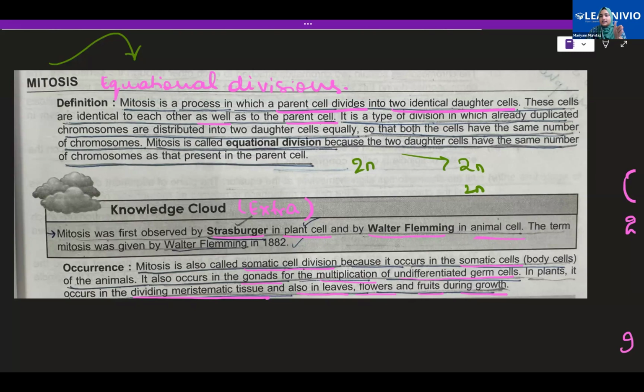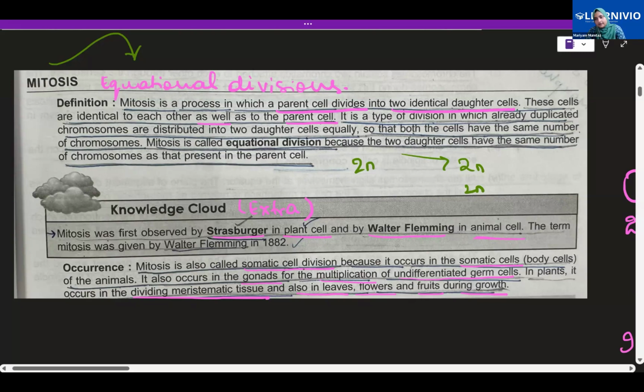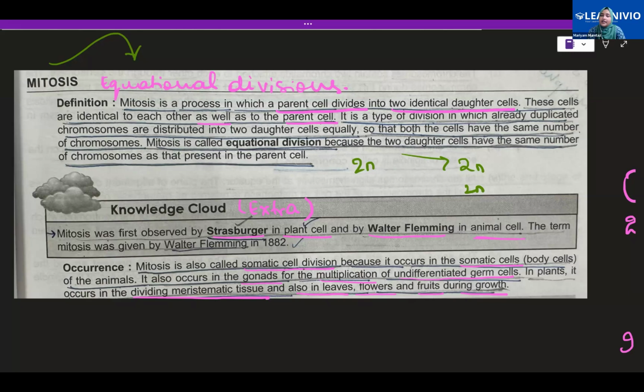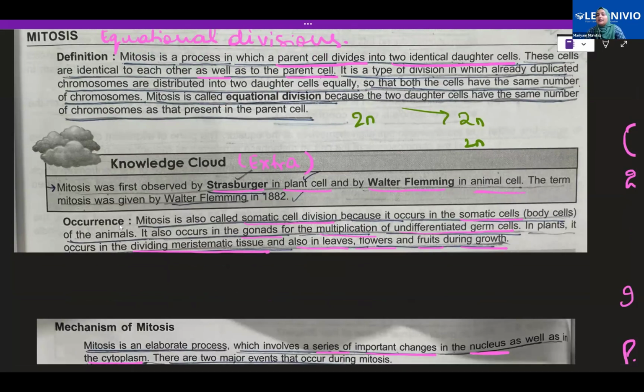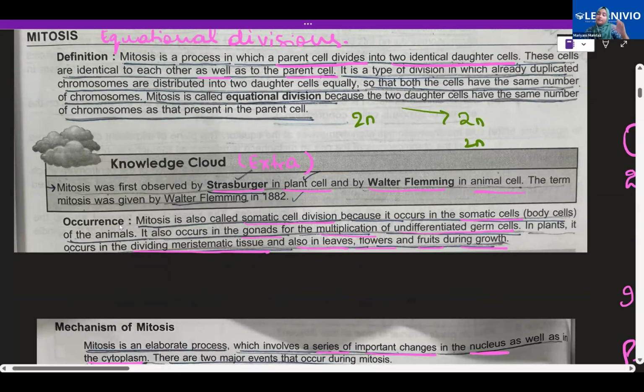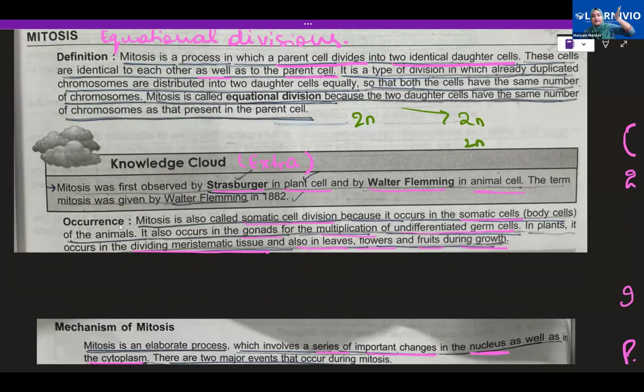The thing about mitosis is that if a diploid cell is undergoing mitosis, diploid daughter cells will form. If a triploid cell, triploid daughter cells. However many chromosomes there are, the daughter cells are going to have exactly the same number. Now a little bit extra. Mitosis was first observed by Strasburger in the plant cell, and it was also observed in the animal cell by Walter Fleming. The term mitosis was given by Walter Fleming. So imagine, back in 1882, cell division was discovered, named, or understood.